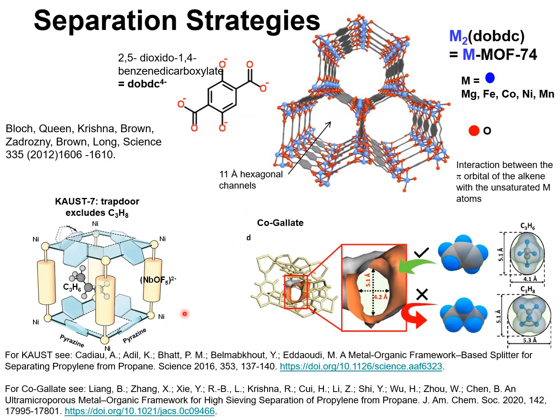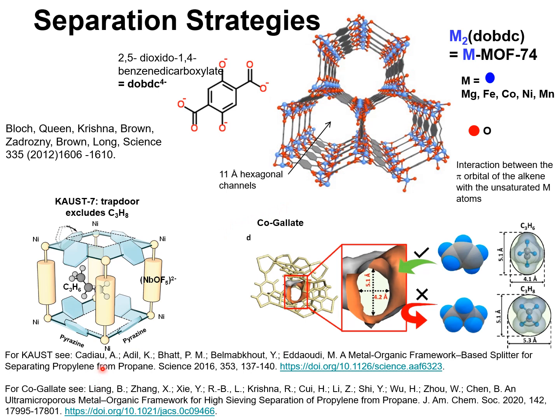Many MOFs selectively adsorb the unsaturated propylene by exploiting the pi bond interactions with open metal sites of M-MOF74, where M is magnesium, iron, cobalt, nickel, or manganese. Alternatively, we may selectively adsorb the unsaturated alkene by interactions with extra framework cations of zeolites such as 13X or LTA-5A.